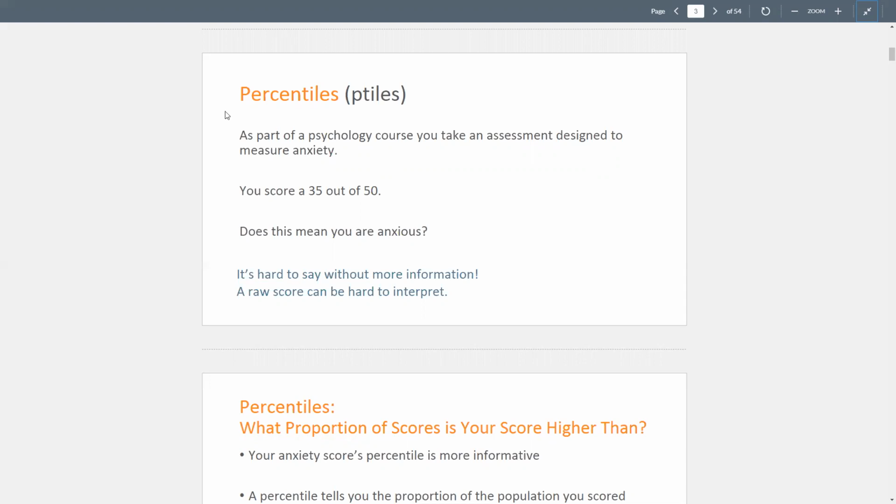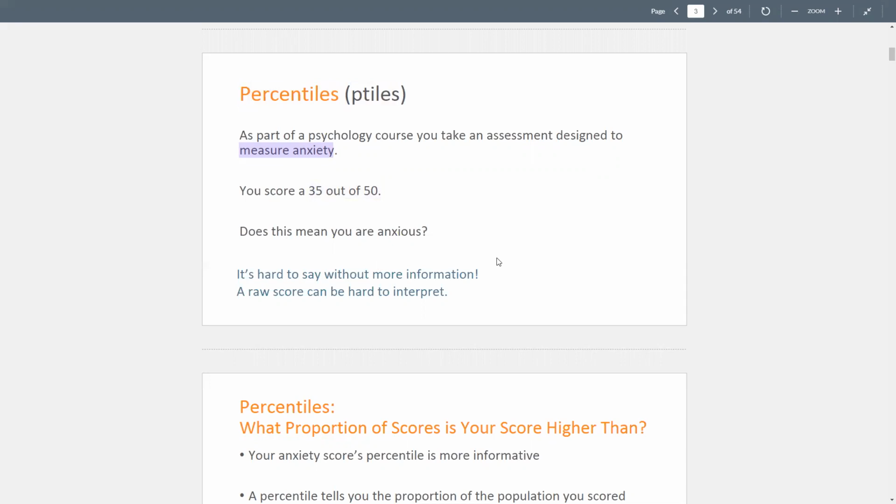One way is using a percentile. You may see me call them p-tiles. I'm just talking about a percentile here. Basically, this is some way to represent how one score is relative to other scores in the distribution. So in this example, say you scored a 35 out of 50 on some measure of anxiety. Does that mean you're anxious? It's hard to know without more information. Sometimes a raw score can just be hard to interpret.